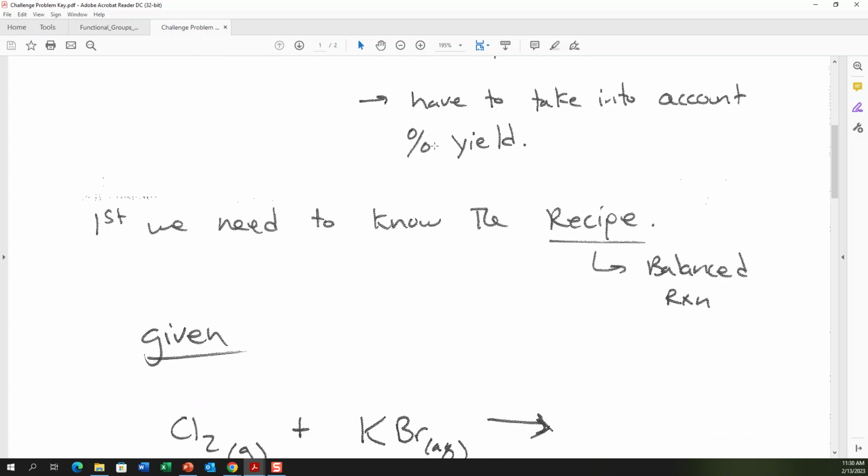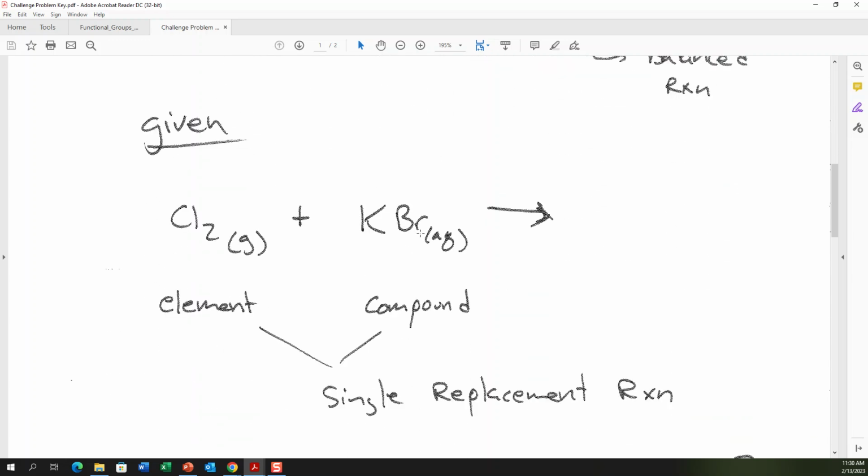So the first thing is know your recipe. Remember, your recipe is going to be a balanced equation. Based on what we were given, we have chlorine gas, and we've got to remember chlorine's diatomic, so it's Cl2, bubbled through a solution of potassium bromide, so KBr aqueous. So what we have to do here is predict the products. They gave us one of the products, so it makes it a little easier. But anytime we have an element and a compound, we should be thinking single replacement reaction. The rule is like replaces like, so chlorine's going to replace the bromine.